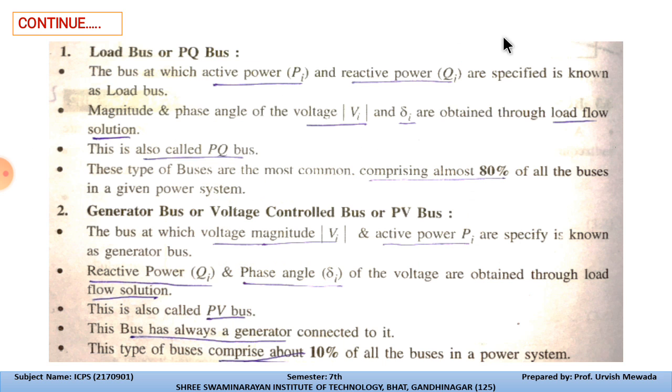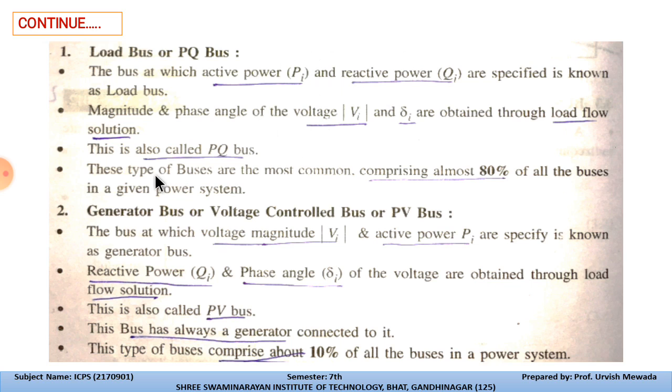Now starting with the load bus, it is also called the PQ bus. The buses where Pi and Qi, the active power and the reactive power, are specified are known as load buses, and the magnitude and phase angle, the rest of the 2 quantities, that is Vi and delta i, need to be obtained using the load flow solution. This type of bus is the most common, comprising almost 80% of the buses in a given power system. So this is the most important part of the power system and for the load flow studies.